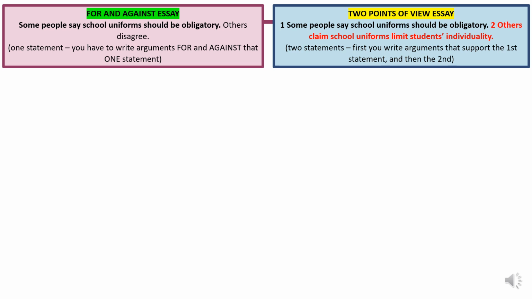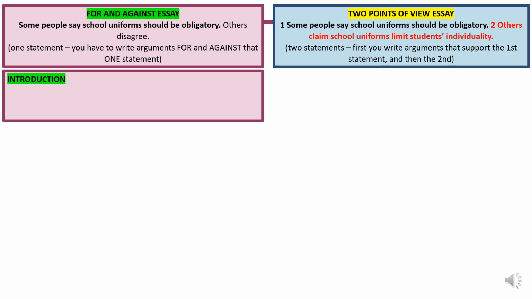So in 2 points of view essay, you have 2 statements and you are going to write the arguments that support the first statement, and then you are going to write the arguments that also support the second statement. So this is the difference, the only difference between for and against and 2 points of view essay. One statement writing for and against arguments, and 2 statements writing arguments for the first one and then writing arguments for the second one. Now, let's go on to the structure of the for and against essay.